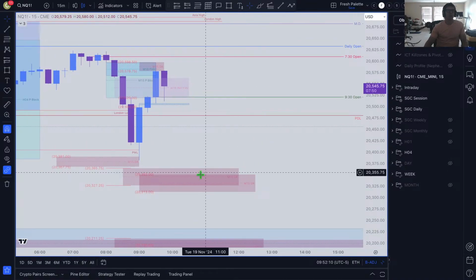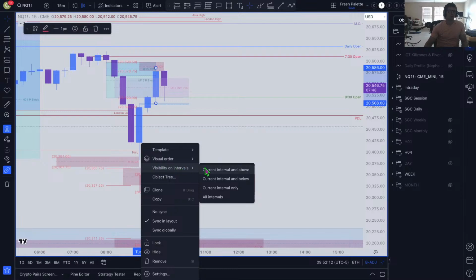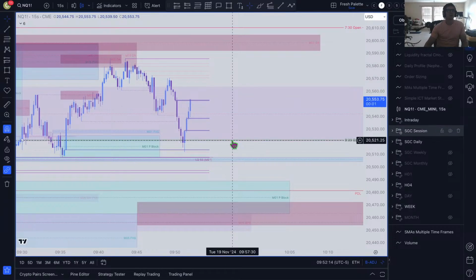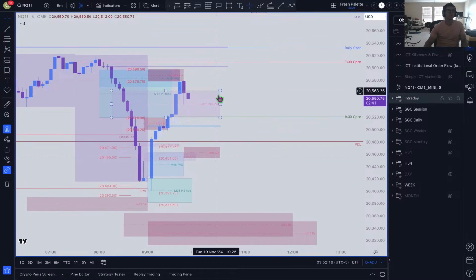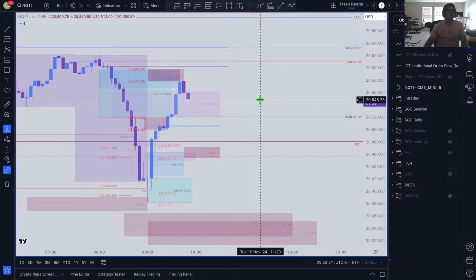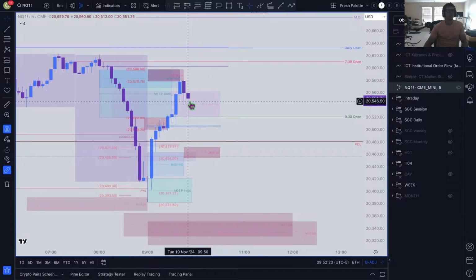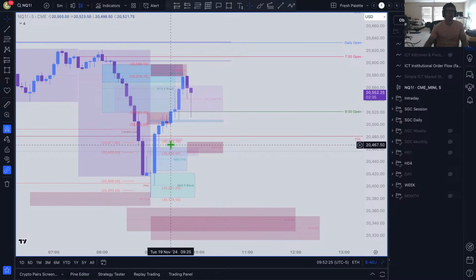So that'd be your 5 minute if it closes, right? But again, we gotta wait for all these to close. Right now it hasn't. So conversely, this could turn into a 5 minute manipulation to the upside.